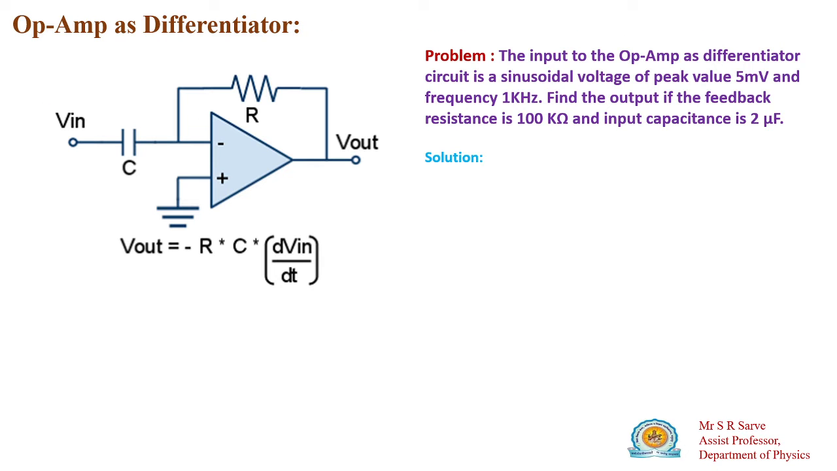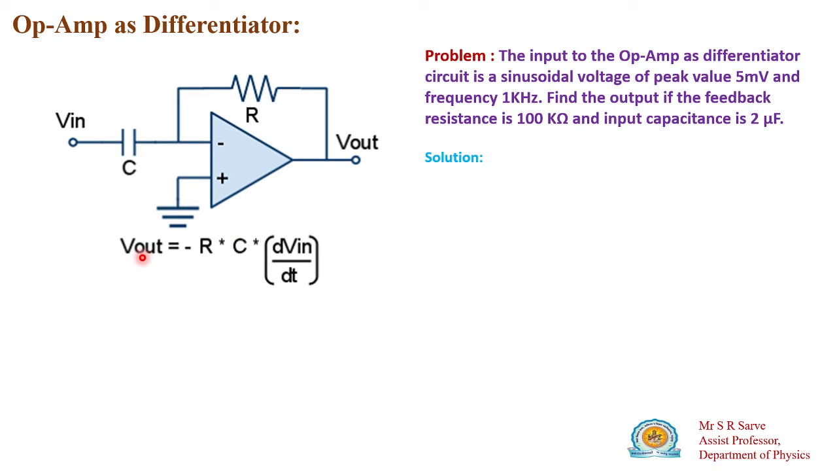Okay. So this is the circuit, or this is the arrangement for the differentiator. In case of the differentiator, input is provided to the inverting terminal and the non-inverting terminal is grounded. Input is provided through a capacitor, so the capacitor is connected with the input voltage, and in feedback there is a feedback resistance. Okay. So in previous video lectures we have learned how this equation is obtained.